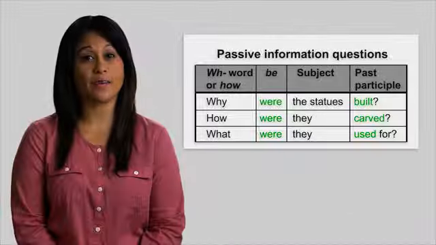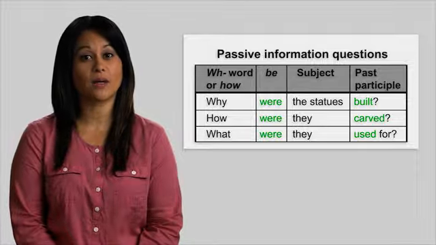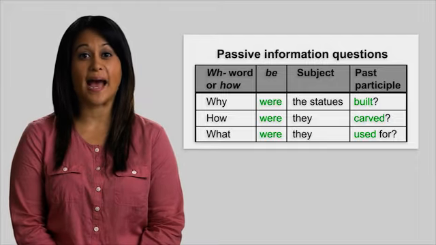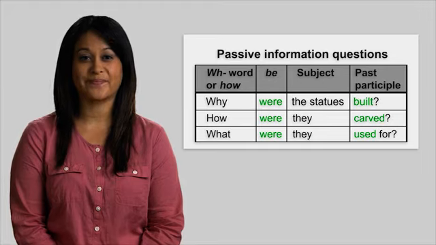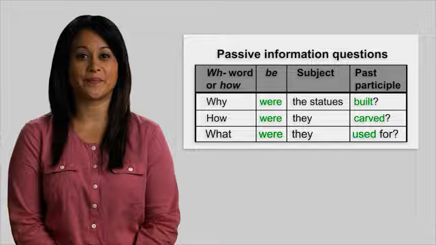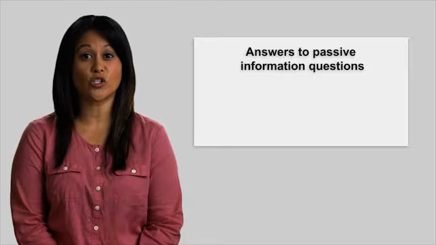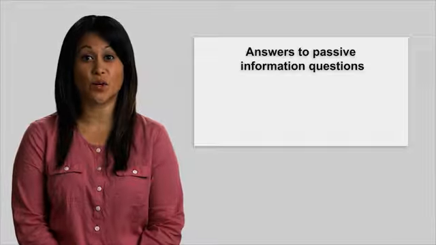Information questions in the passive voice begin with WH words or how, followed by a form of be, the subject, and a past participle. Why were the statues built? How were they carved? What were they used for? Answers to information questions can be long or short. The long answer may have a passive voice verb.